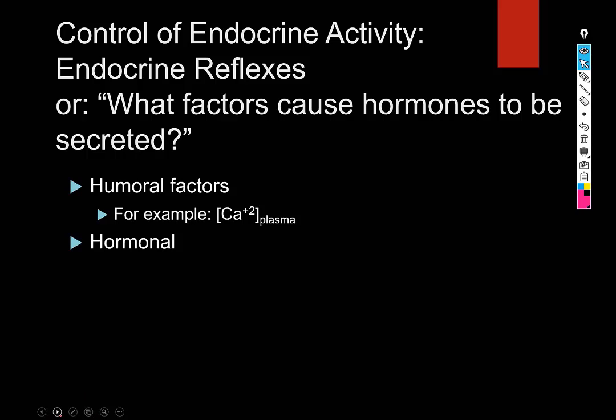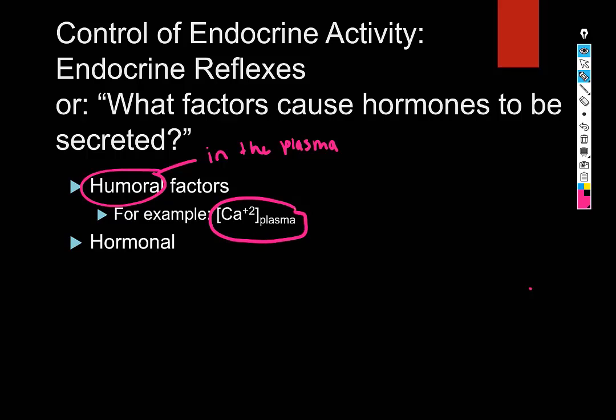So before we move on, I will say humoral factors means, let me get my pen here. Humoral here means in the plasma. So for example, this is one that you're familiar with from our discussion of the skeletal system. You know that if blood calcium, plasma calcium drops, there is going to be an increase in the secretion of parathyroid hormone.